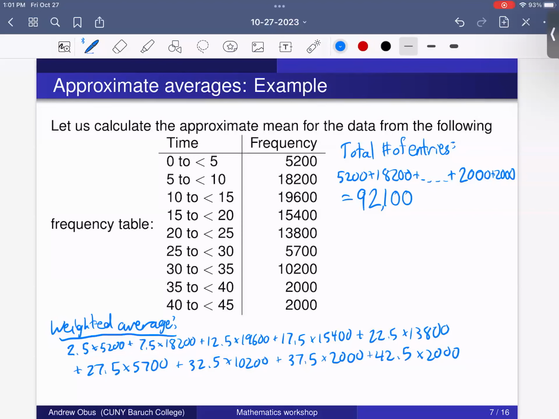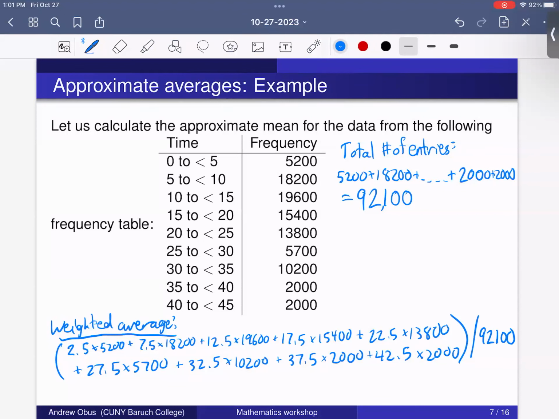This is just the best that I can do. The best is to use the midpoint, because what else are you going to do? You could use the bottom point, or you could use the top point, but the midpoint is probably going to be more accurate and more representative. So the weighted average is all of this divided by the total number of entries, which we saw was 92,100.